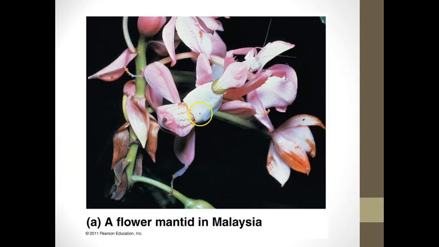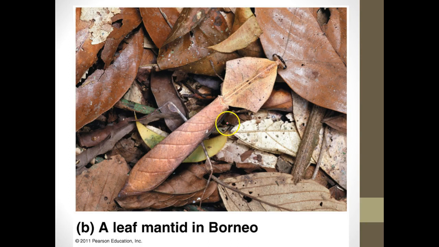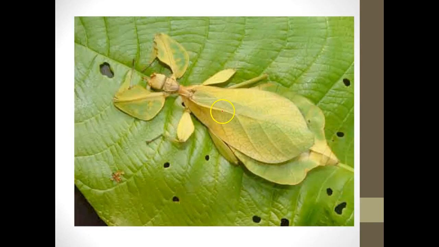Couple pictures. Here is a praying mantis that has obviously been adapted to the environment it lives in. Here's another one, again, perfectly adapted for the leaf litter. And another one, perfectly adapted for life on leaves.